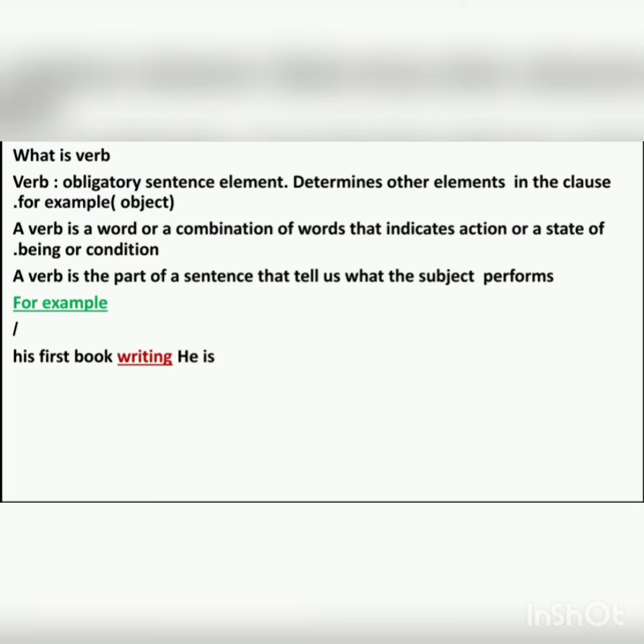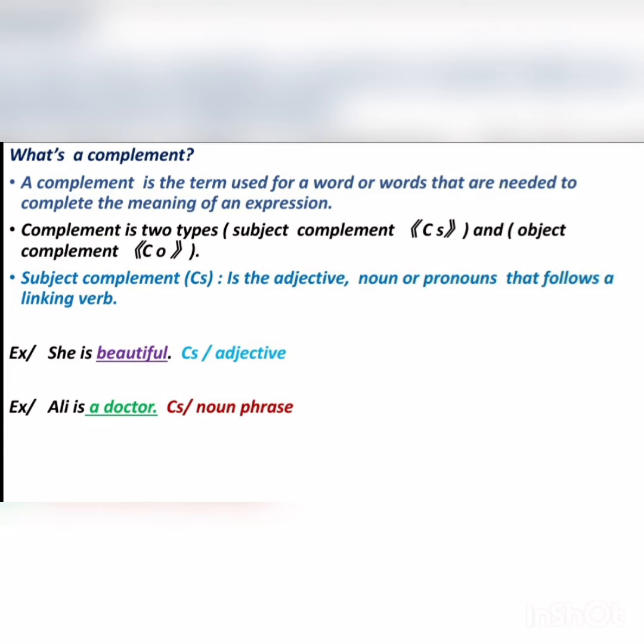Verbs are the heart of the English sentence, as we know. This means the verb is the most important thing in the sentence. Okay, so we have an example. He is writing his first book. He is writing his first book. Writing here is the verb in the sentence.